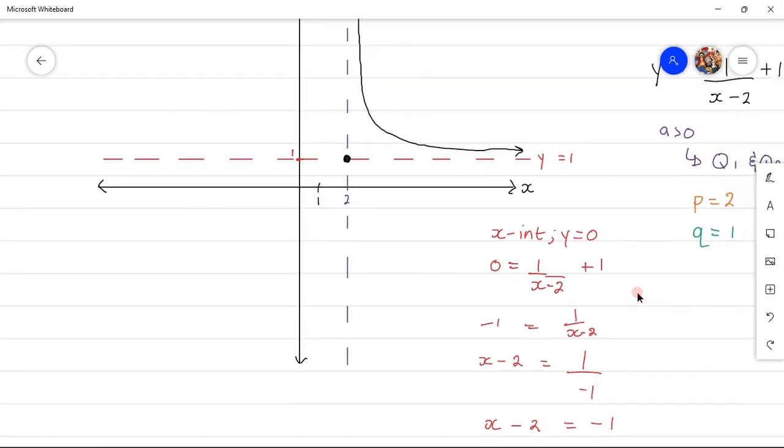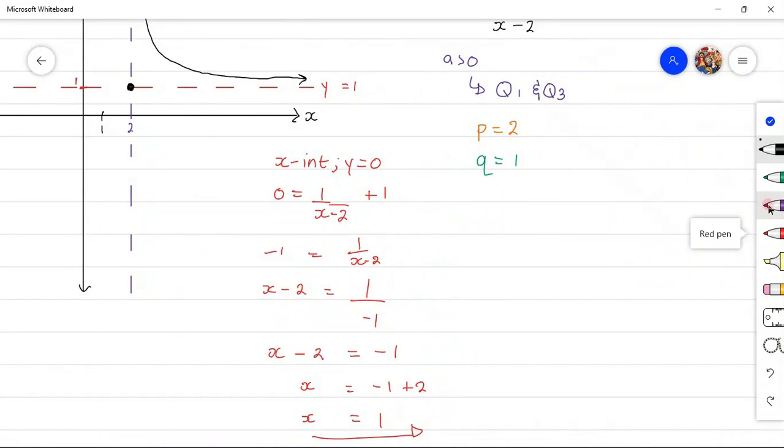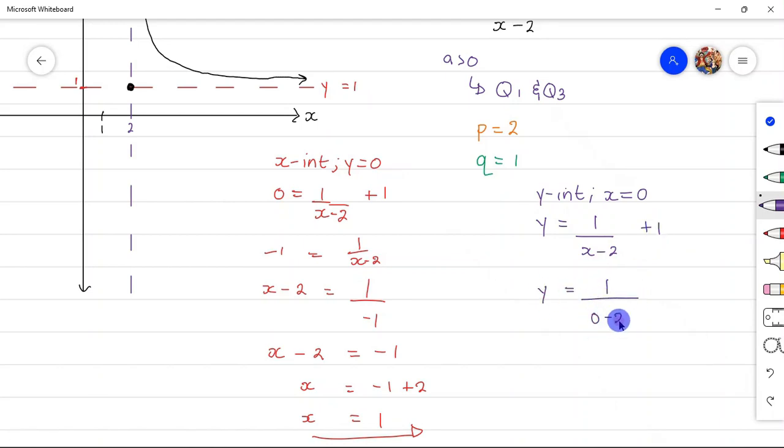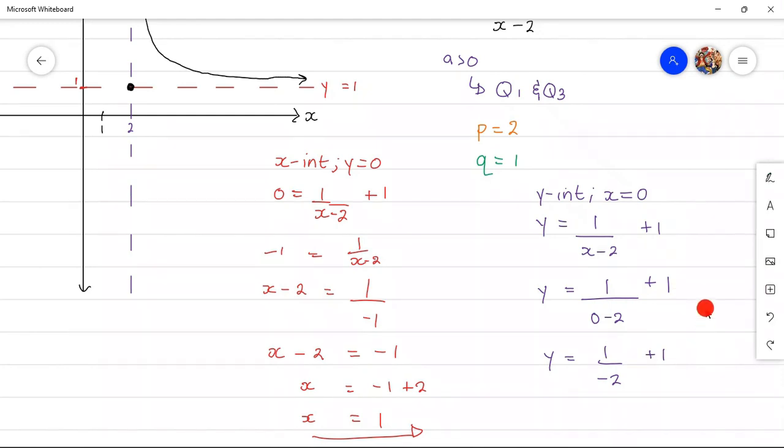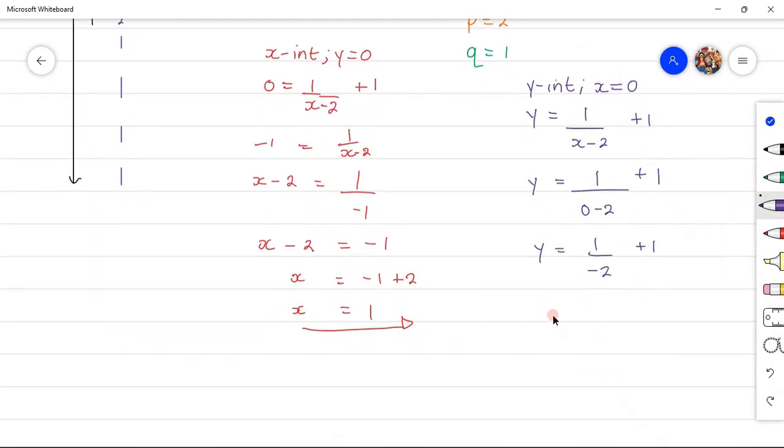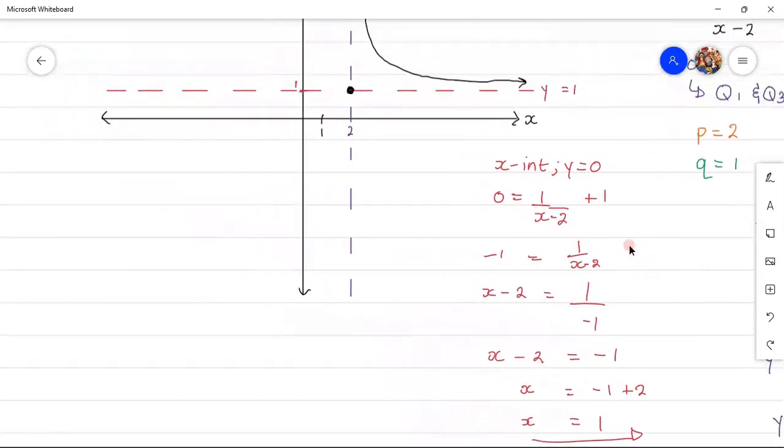Now we need to find our y-intercept. Our y-intercept is when x is 0. So all we do is substitute x as 0 and solve for y. That's going to be 1 over 0 minus 2 plus 1, and that gives us 1 over negative 2 plus 1, and negative a half plus 1 gives us positive 1 over 2, or you can write it as 0.5.